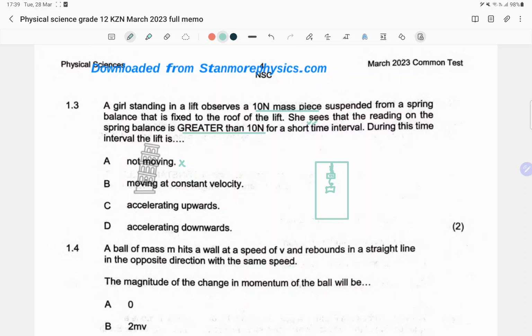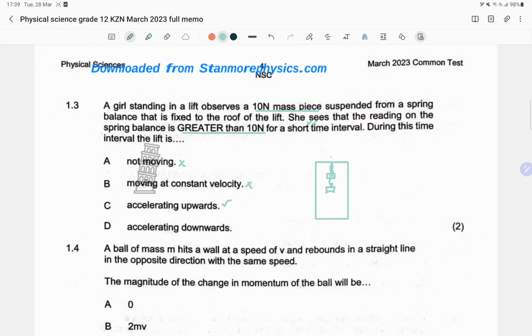So that option of not moving is not quite right. And then, is it moving at a constant velocity? Remember, with constant velocity there are no external forces, everything is balanced, so it should read 10. It would be the same as when it is not moving. So no, it can't be. Remember, when it happens for a brief moment, it means there was a bit of an upset. Is it accelerating upwards? Yeah, most likely.